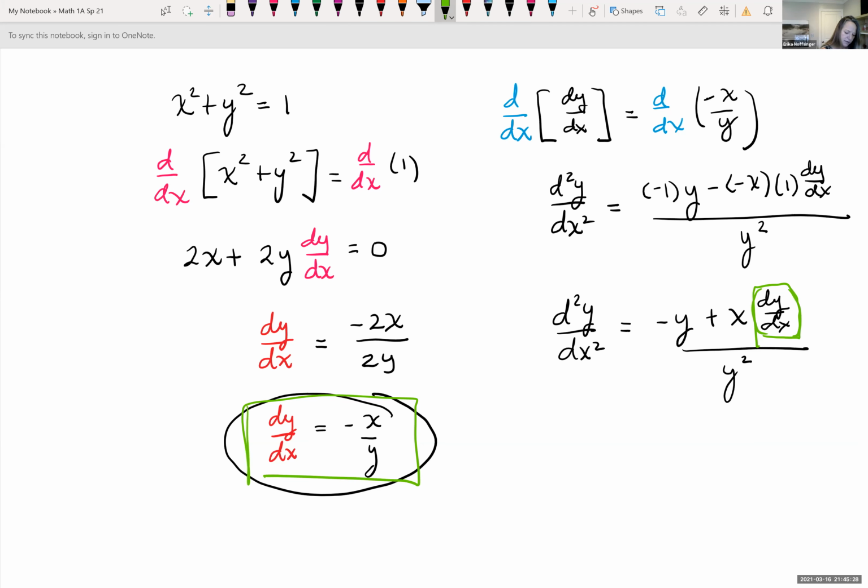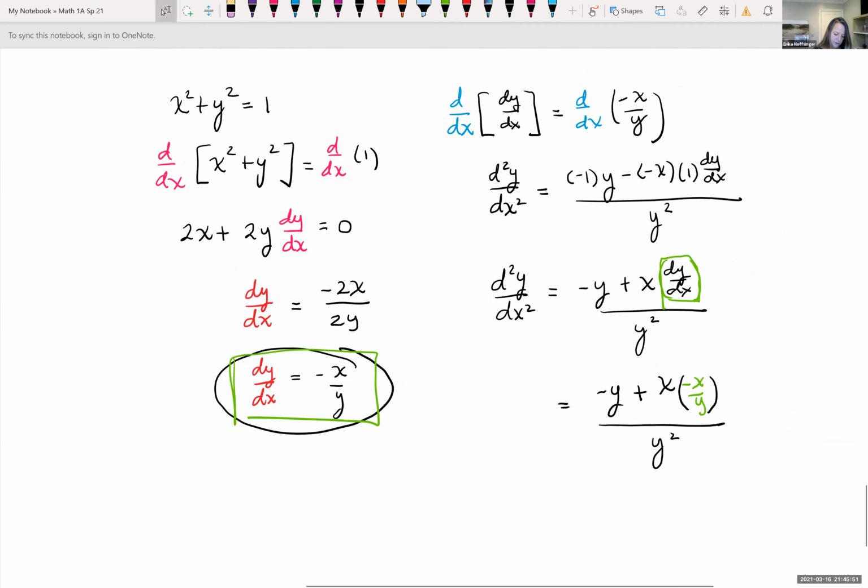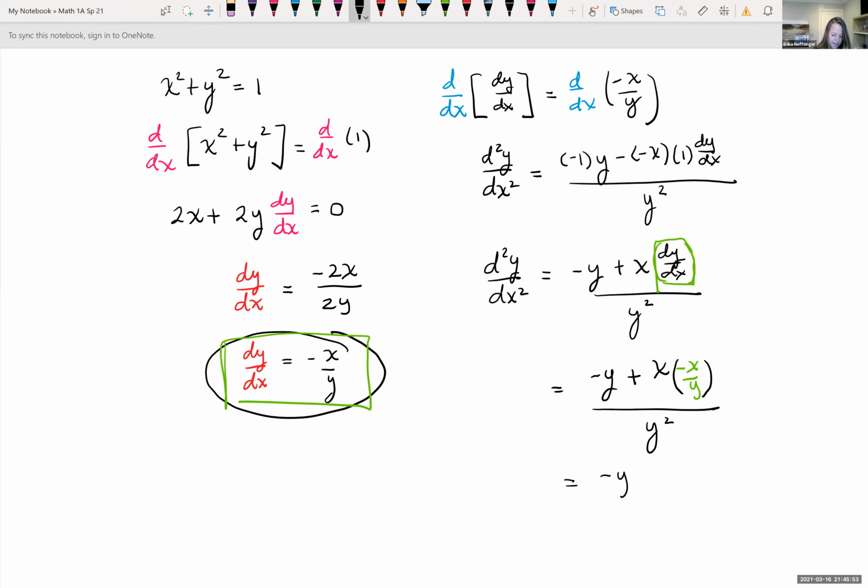If we go back in and plug in negative x over y for dy/dx, we get the second derivative is negative y plus x, all times the first derivative, which was negative x over y, all divided by y squared. So we get negative y minus x squared over y, all over y squared.